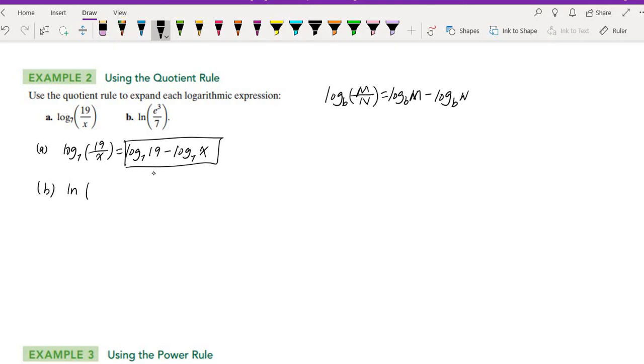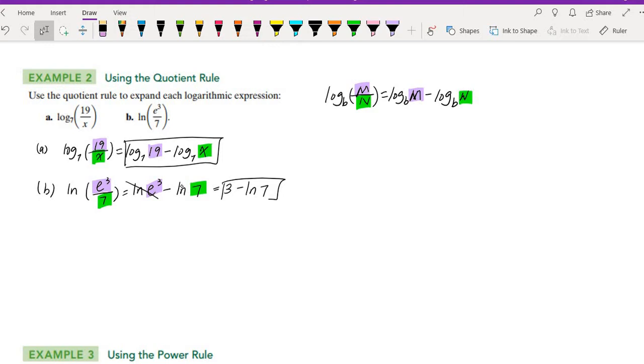Part B, we have natural log of e to the third power over 7. That is just going to be natural log e to the third power minus natural log 7. Again, all we're doing in this case is just plugging into the formula. There's really nothing else. If you think of part B, we have natural log and we have e. We said anytime we see them, we can simplify, we'll just cancel those. Then you're going to get 3 minus natural log 7. That is my final answer.